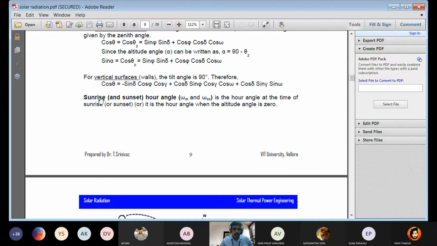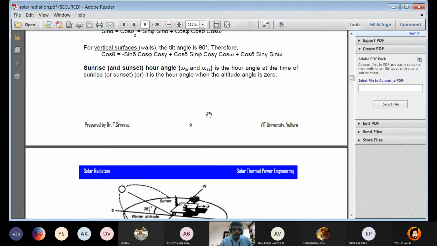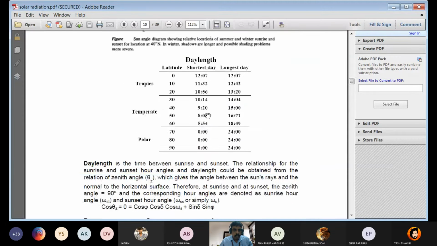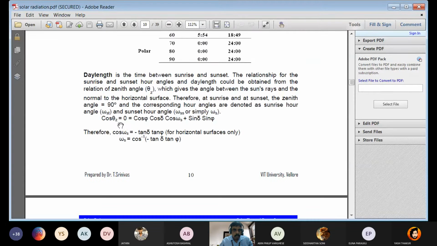Another angle is the sunrise or sunset hour angle, omega SR or omega SS. Okay, what is the definition? It is the hour angle at the time of sunrise or sunset. It is the hour angle when the altitude angle is 0. That means we have a relation.